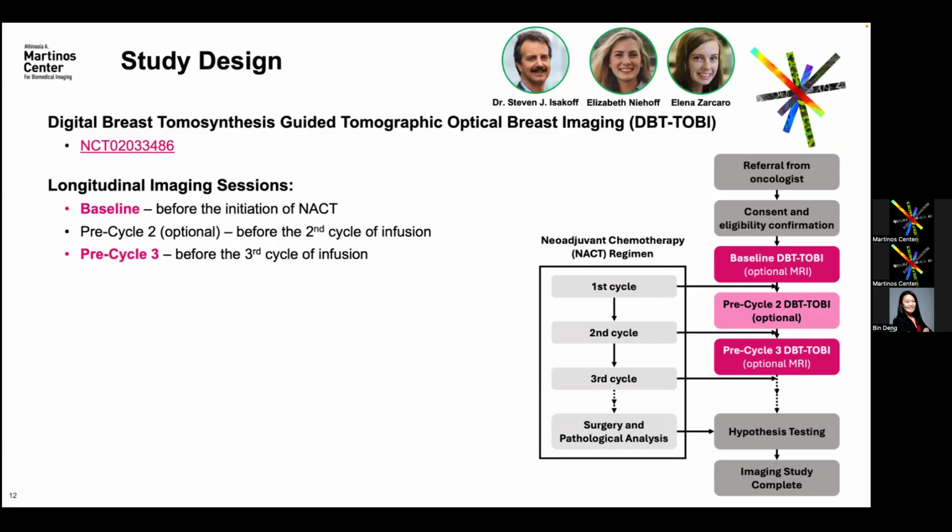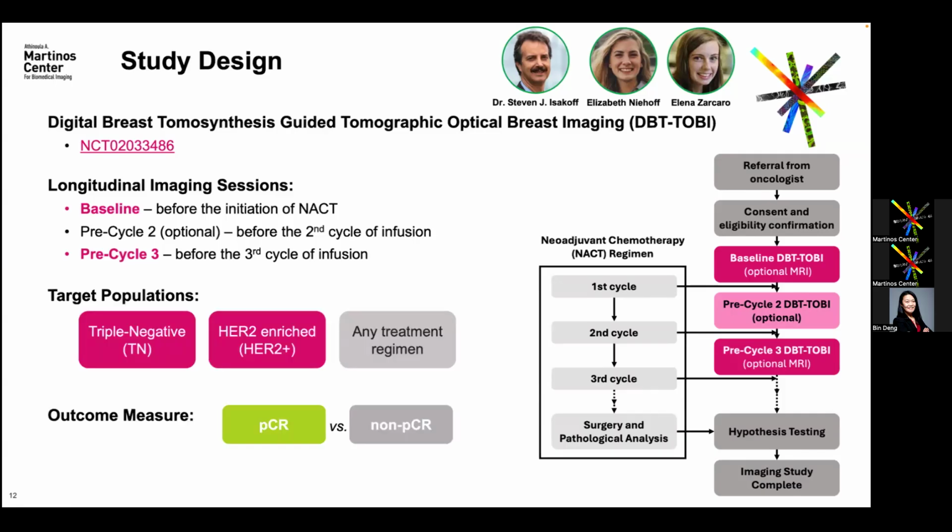And we offer an optional pre-cycle 2 scan as well, just to see whether we can predict the PCR at an even earlier time point. So our target population are women with triple-negative breast cancer and with HER2-enriched or HER2 plus breast cancer. And we're not interested in women with ER, PR positive, because these patients respond pretty well to hormonal therapy and have overall better outcome.